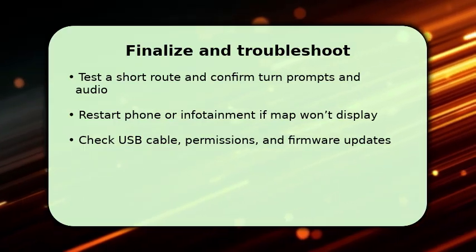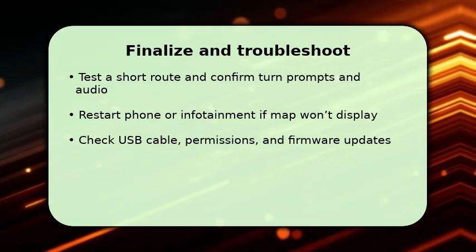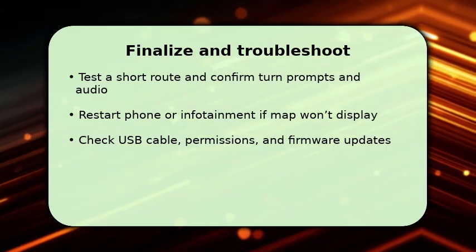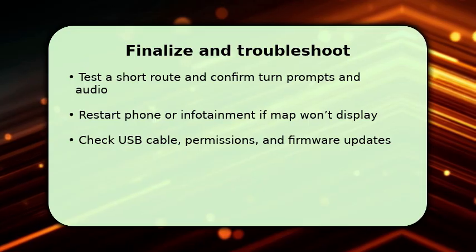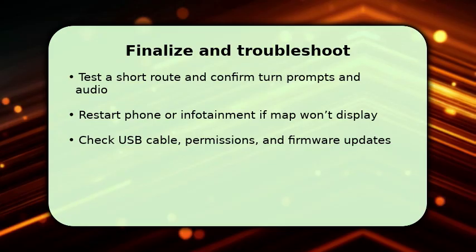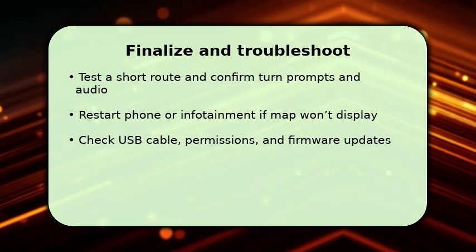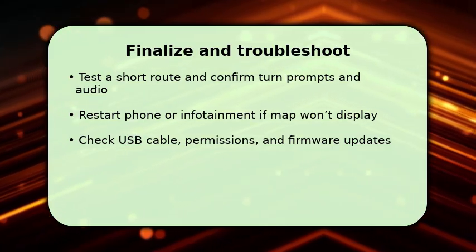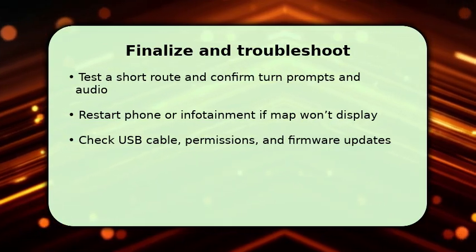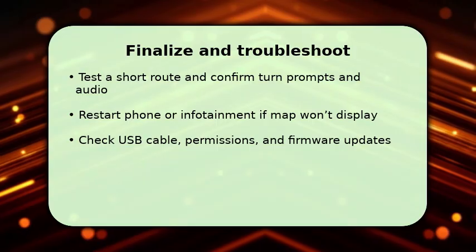If maps won't appear, restart the phone and the Kwid's infotainment. Many projection issues clear after a reboot. If problems persist, swap the USB cable, recheck app permissions, and verify the phone and car firmware are up to date. One key troubleshooting tip: if audio plays on phone but not car, ensure the infotainment's media input is set to Android Auto or Bluetooth.